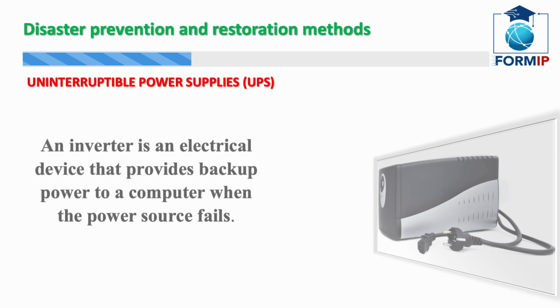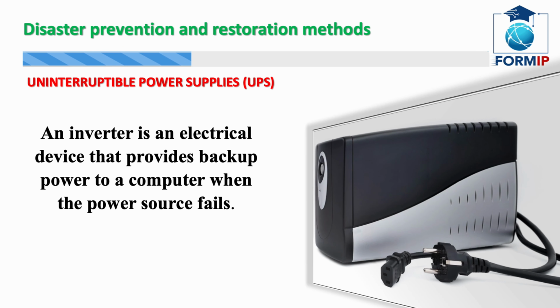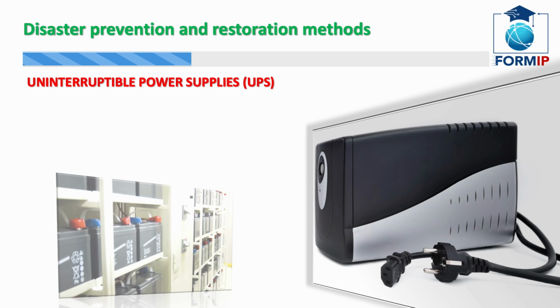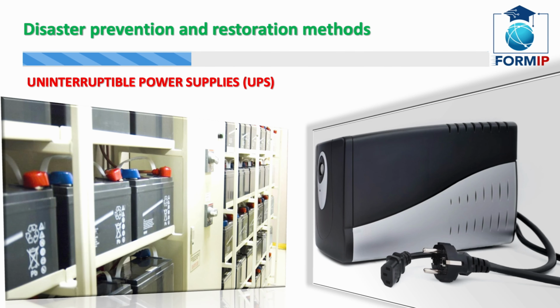A UPS is an electrical device that provides backup power to a computer when the power source fails. It should be noted that a UPS differs from an auxiliary or backup power system in that it does not generate electricity on its own. With its battery, it provides near instantaneous protection against input power interruptions for a limited amount of time.